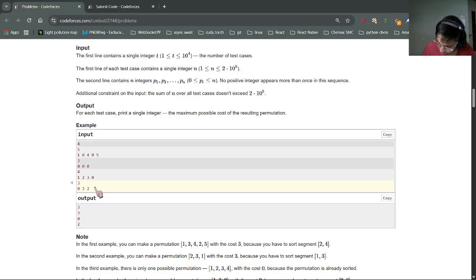Okay, but what if it's something like, let's say 1, 3, 2, 4. So far, 1, 2, 3, 4, then 1 is on the right place. So rather, 4 is also on the right place. So 3 went on the wrong place.